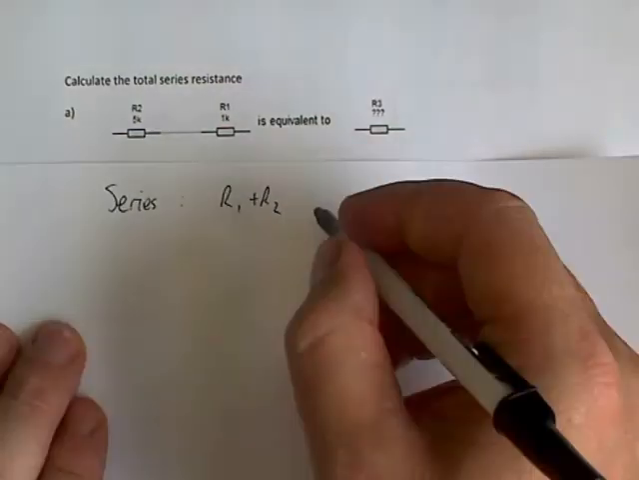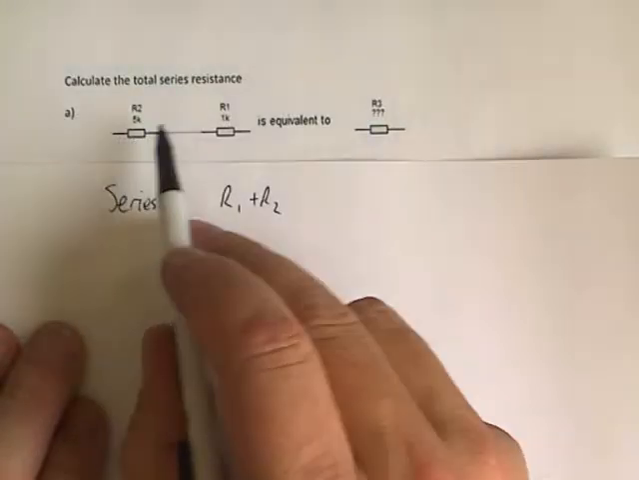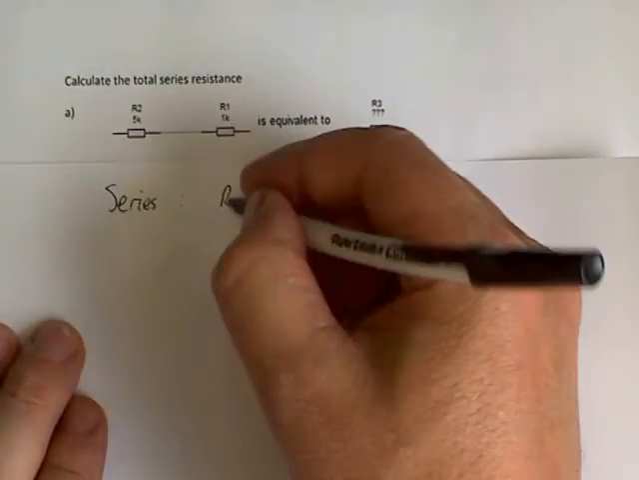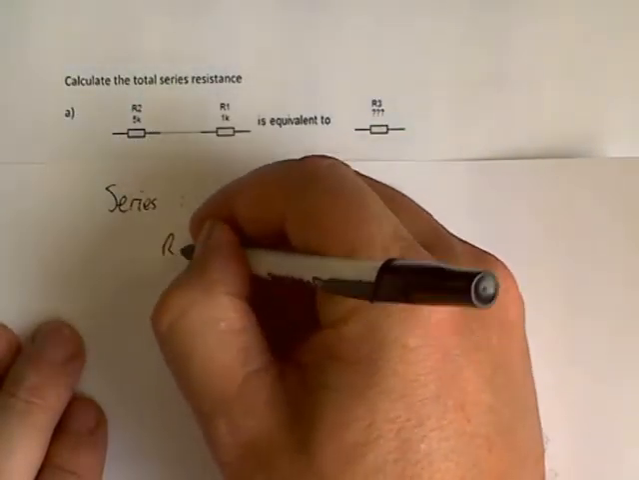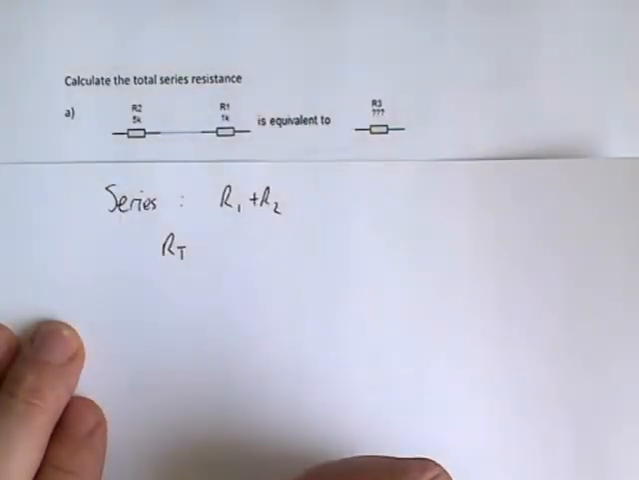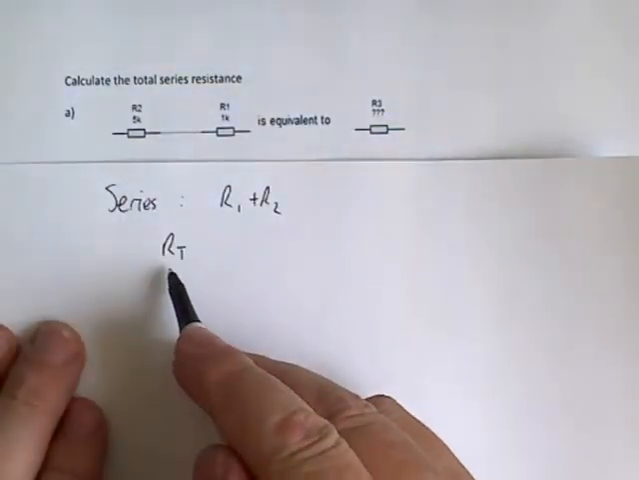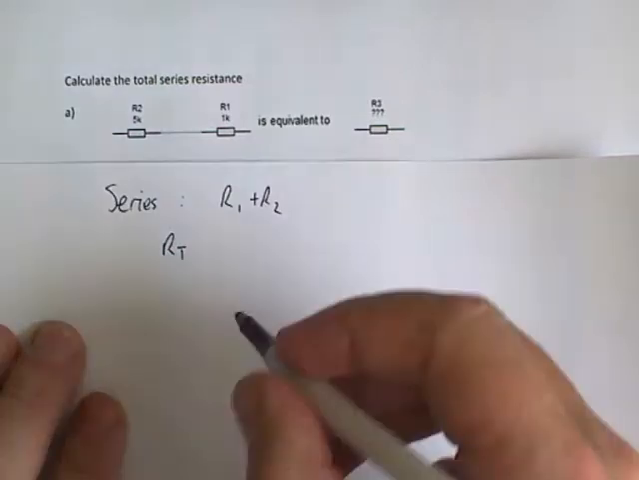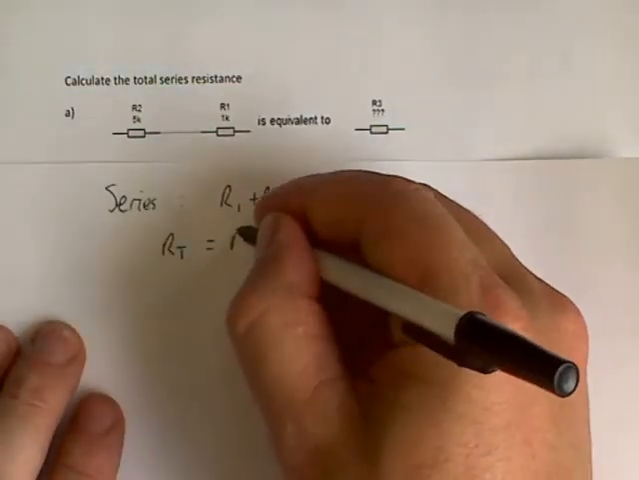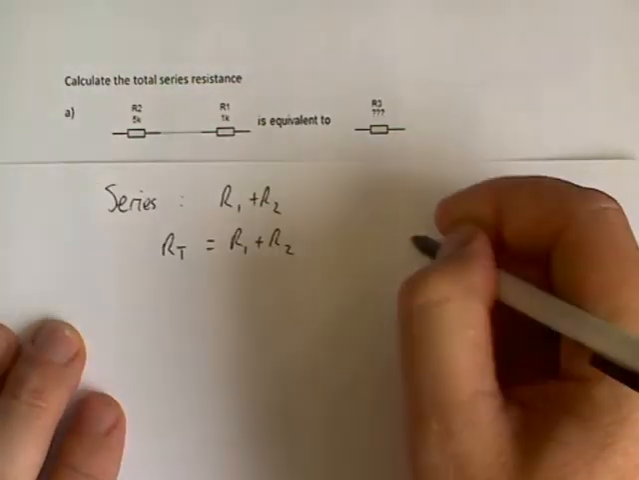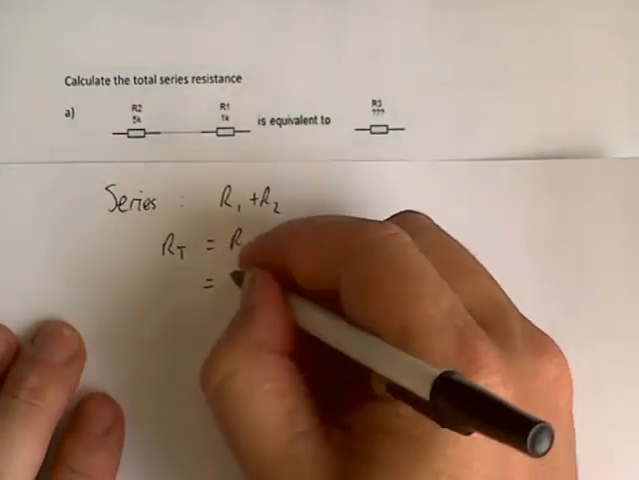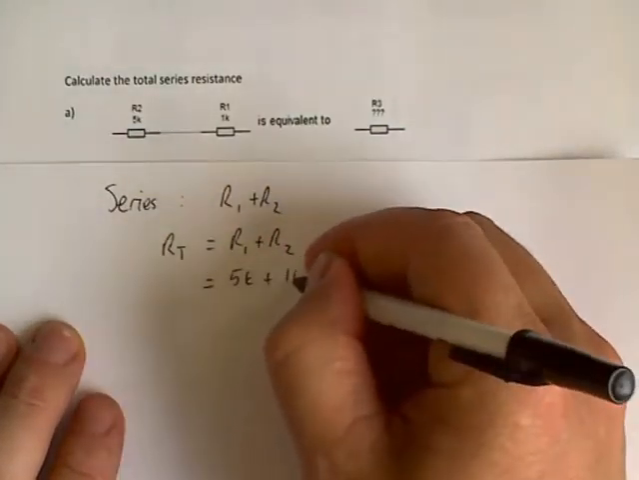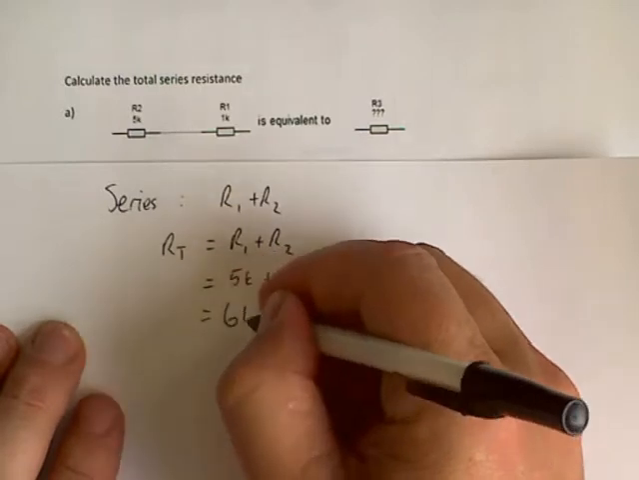So in this circuit I've got a 5k plus a 1k, so RT is my total equivalent resistance, that's how we usually denote it, is equal to R1 plus R2, which is equal to 5k plus 1k, which is a 6k resistor.